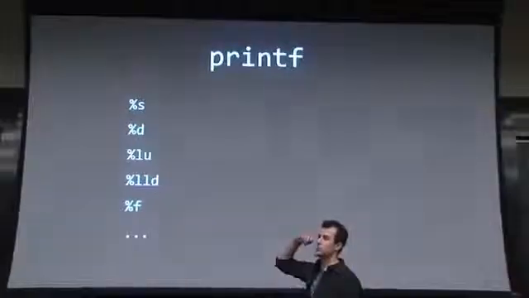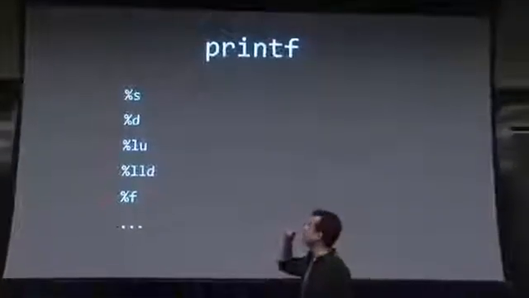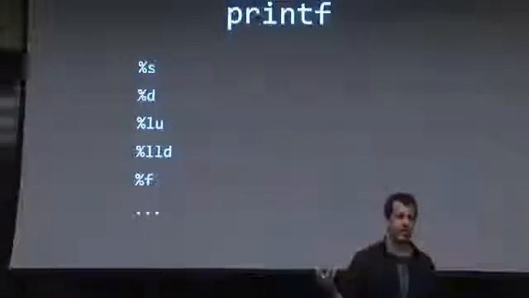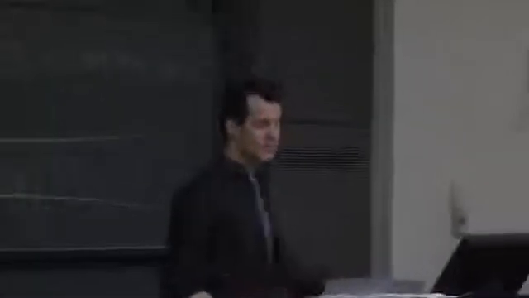So %s, just to take the emphasis off of my voice, represents what? A string. So it's a placeholder for a string. %d is decimal digit, so an int typically. %lu, unsigned long, and then %lld is long int typically. %f is a floating point value, a real number. And there are others, and we're going to see yet another in the context of Objective-C, but this would allow me to do something like this.